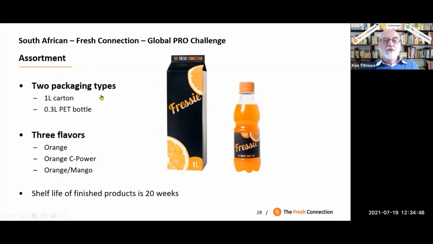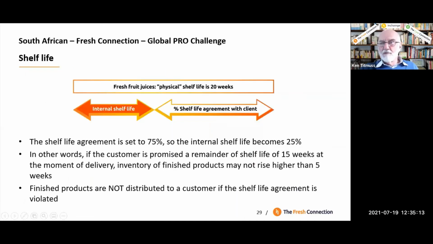As we mentioned, there's 2 types of packaging, 1 liter cartons and 300 ml PET bottles. And there are 3 flavors: orange mixed with the vitamin C, giving us orange C power, and then we've got orange and mango mixed. Now, one of the important things about this simulation is that the product shelf life is 20 weeks.